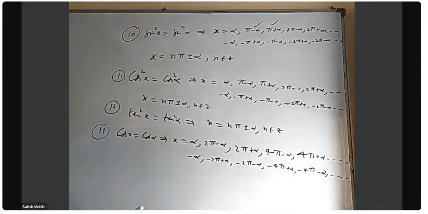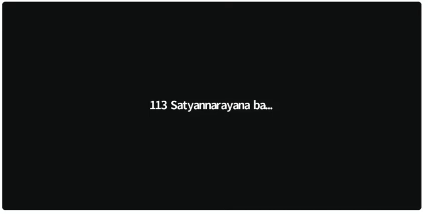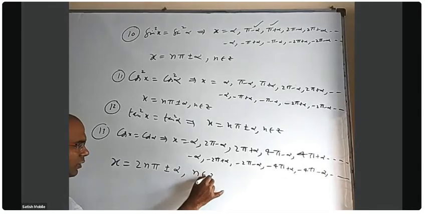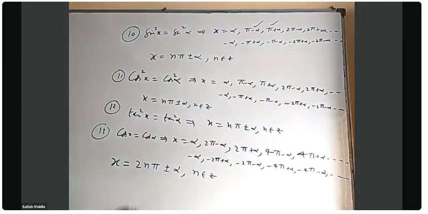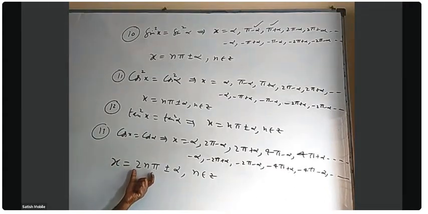So anybody want to tell what is the general solution for this? 2n pi plus or minus alpha. That's good. 2n pi plus or minus alpha where n belongs to Z. Any multiple of 2 pi: 0, 2 pi, 4 pi, 6 pi.